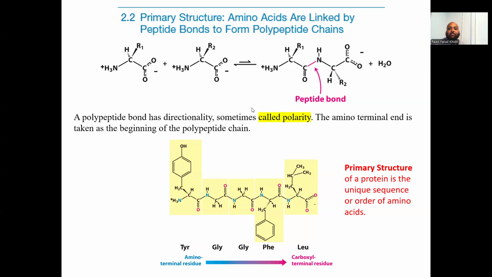So a polypeptide bond has directionality, sometimes called the polarity, and the amino terminal end is taken as the beginning of the polypeptide. So you see, that's the amino terminal, that's the beginning, and we're going down this route, and the end is the carboxylic terminal. So let's look at here. That's the amino terminal. That looks like tyrosine.